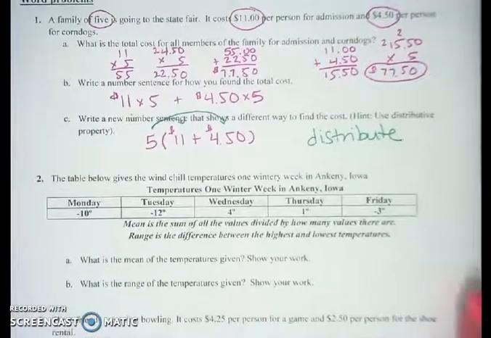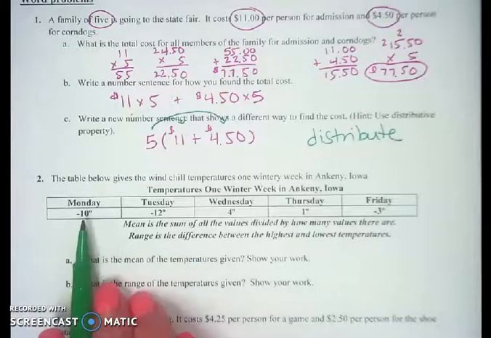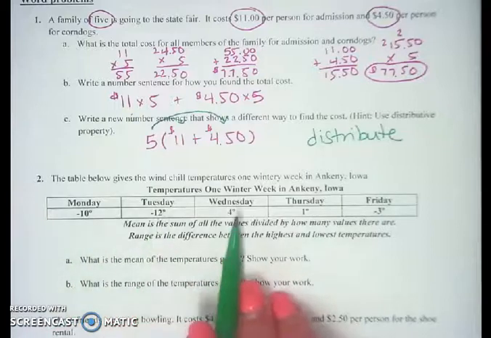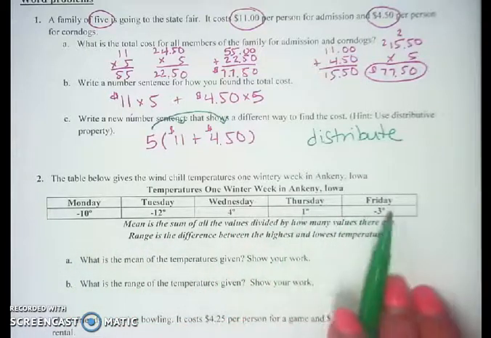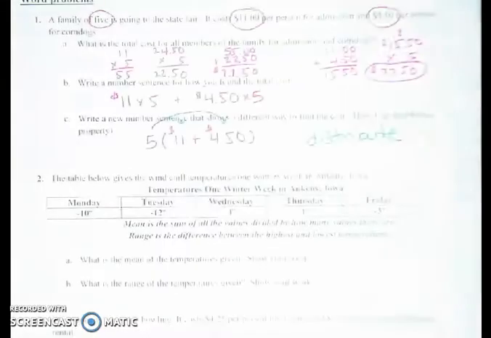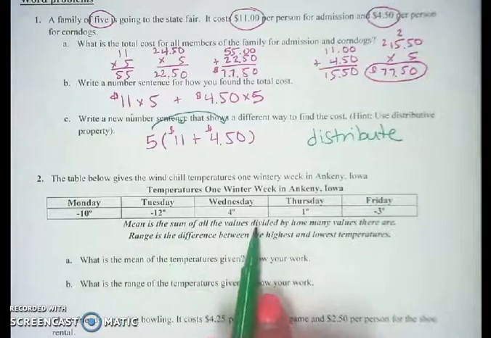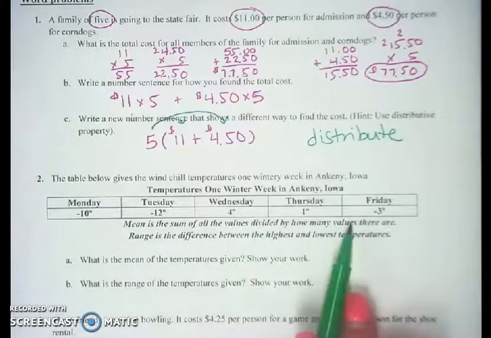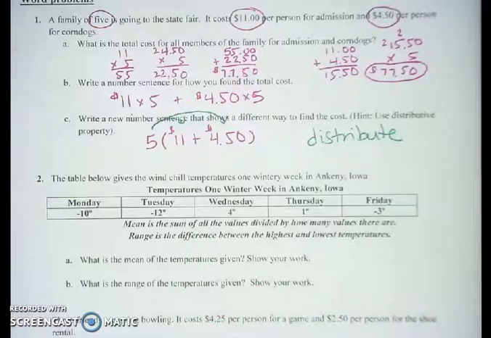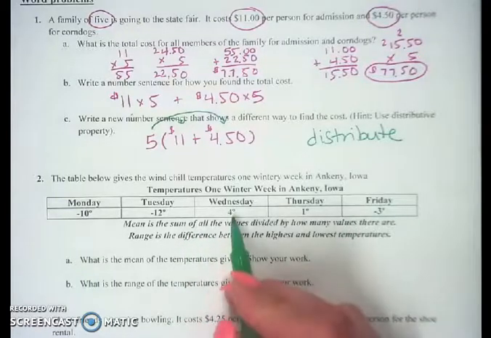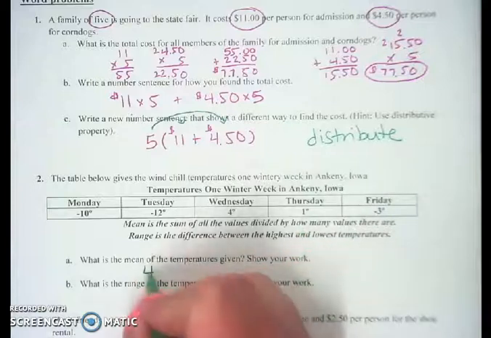So on number 2, the table below gives the wind chill temperatures for a wintry week in Ankeny. On Monday, it was -10, Tuesday, -12, and then 4, 1, but back to -3 on Friday. So if we start with the mean, right here it says the mean is the sum of the values divided by how many there are. So the sum of the values means I need to add. Right now, I have a +4 and a +1.